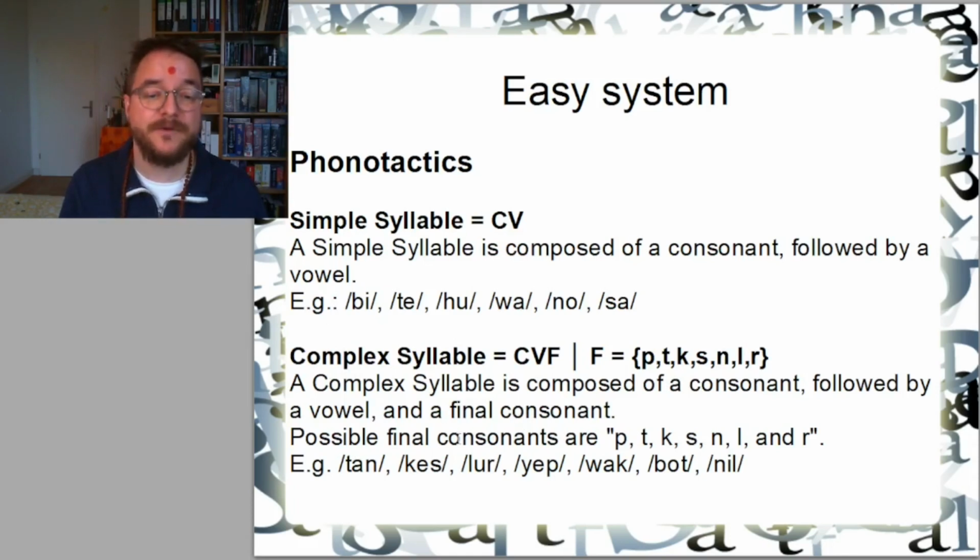These possible final consonants are P, T, and K, all voiceless stops. The S is the sibilant, N is the nasal, L is the lateral, and R is the trill or the rhotic. Possible syllables would be tan, kes, lur, yep, wak, bot, nil.